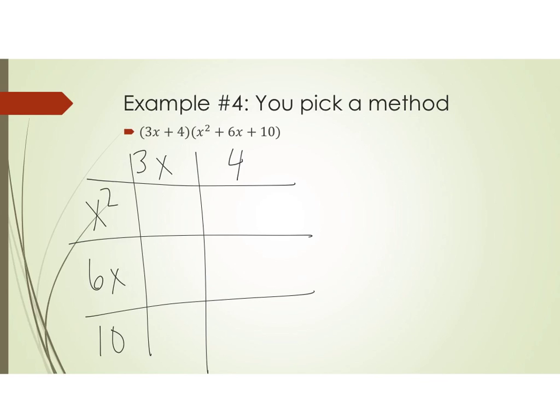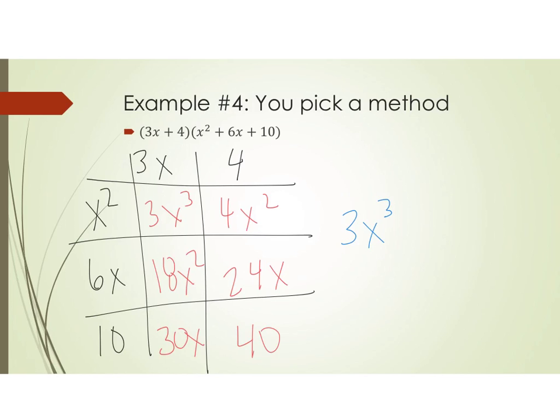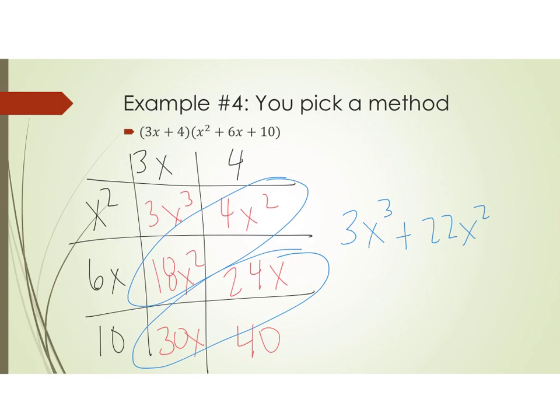So if I do my multiplying, I will get 3x cubed, 18x squared, and 30x. Keep multiplying, I get 4x squared, 24x, and last 40. If I combine like terms in descending order, highest power cubed, like terms, another set of like terms, and squeeze that 40 in at the end.